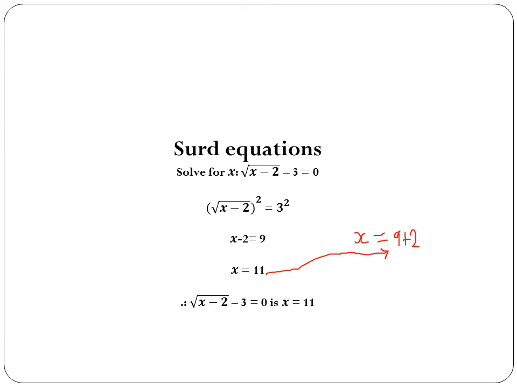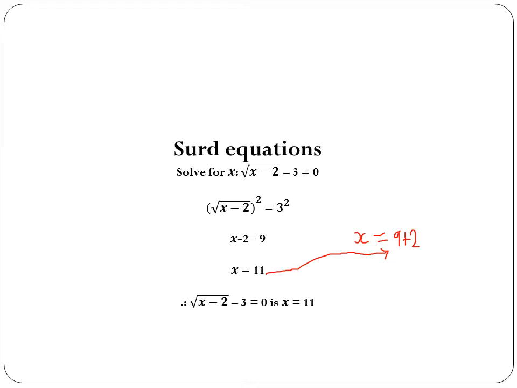Third equation. Now we have the square root of x minus 2, minus 3, is equal to 0. So to solve this third equation, we are going to raise both sides of the equation to the power 2, because we have a square root here, in order to cancel the square root.